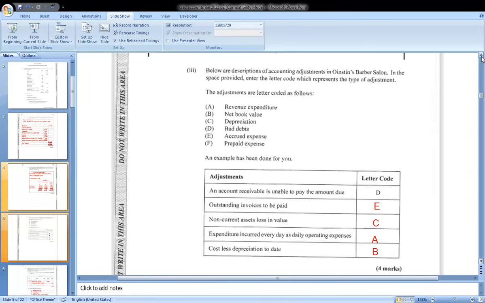The other one says expenditure incurred every day as daily operating expenses. We know that is A. That's the letter code we use, which represents revenue expenditure. And the final one says cost less depreciation to date. So that is B, net book value. Each of those, you'll get 1 mark. So in total, 4 marks for this. So that's the end of question 1. Let's go on to question number 2.